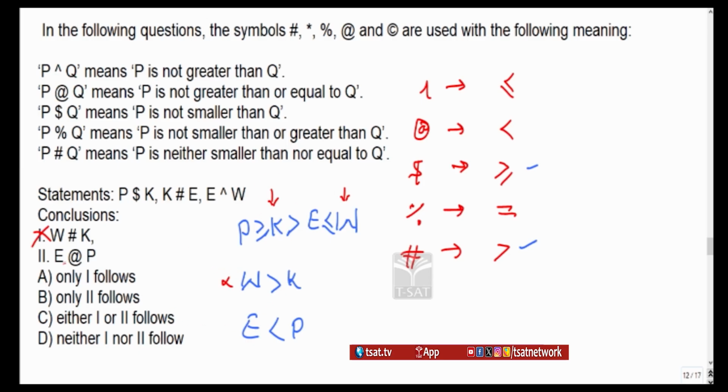See the next conclusion. The relation is between E and P. It says that P is greater than E. Now, see the relation between P and E. You have P here, you have E here. And he is saying P is greater than E, and all the greater symbols are towards P. So here also the greater symbol is towards P. So P is greater than E. This particular conclusion is correct. So our answer will be only conclusion 2 follows.